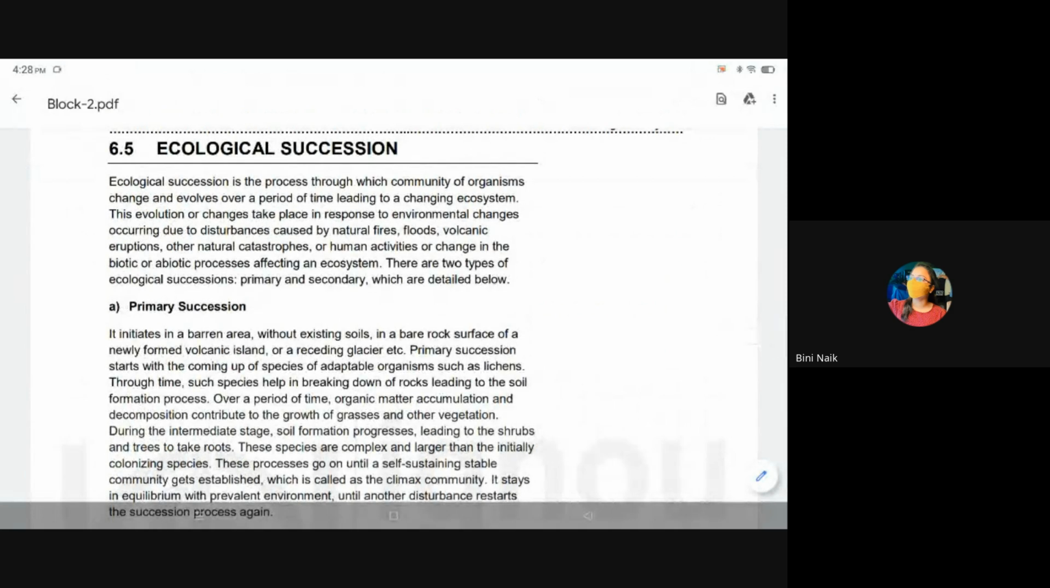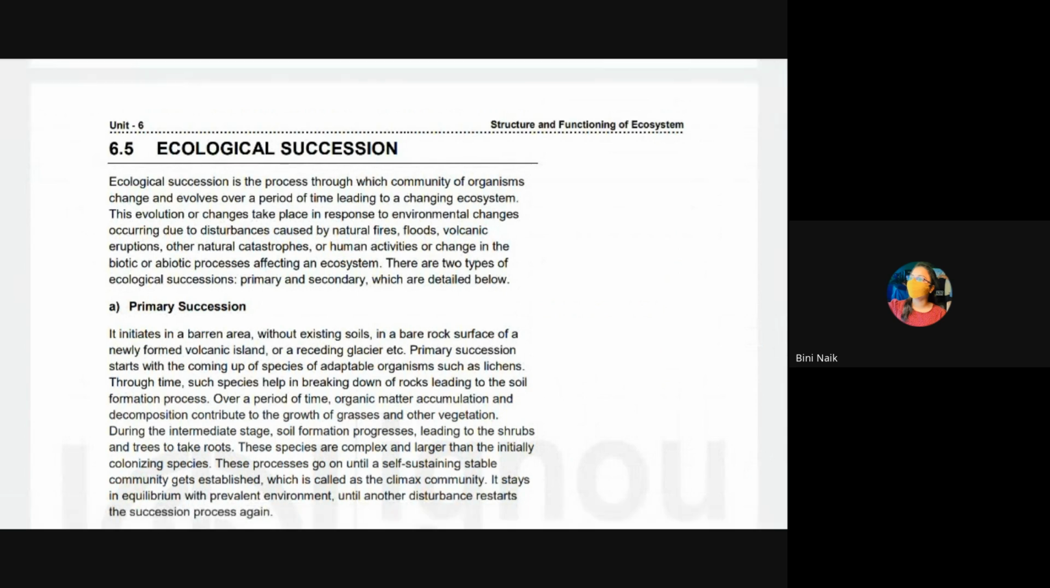Then ecological succession. Ecological succession is a process through which the community of organisms changes or evolves over a period of time. That leads to a changing ecosystem. Now just think about what happens when a tsunami occurs in any coastal region. That will wipe out the plant and animal communities of that region mostly.